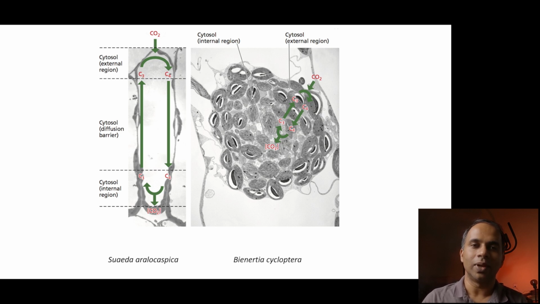Okay, so that's all I'm going to talk about C4 photosynthesis. There will be some reading that I will tell you about at the end of the lecture. And let's jump into the CAM mechanism of crassulacean acid metabolism.